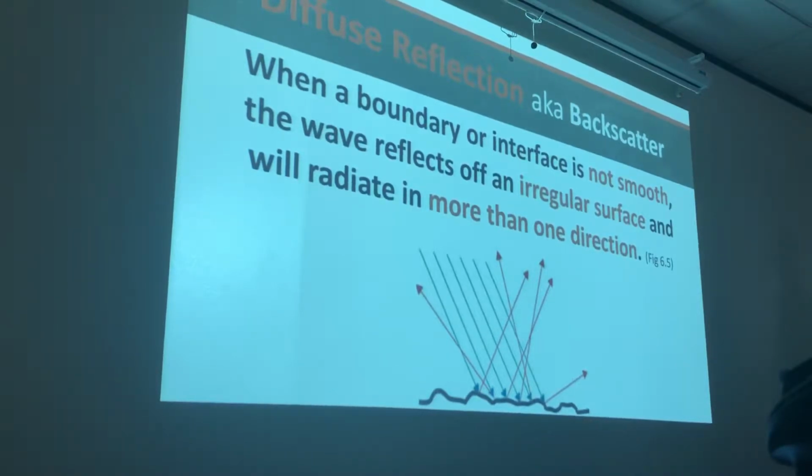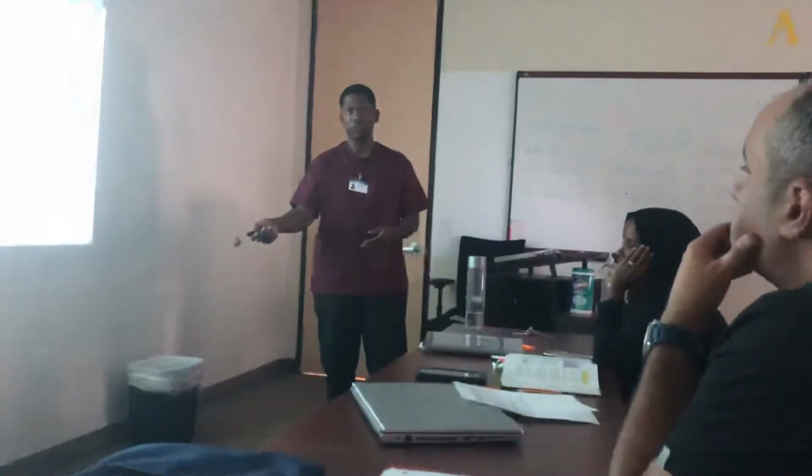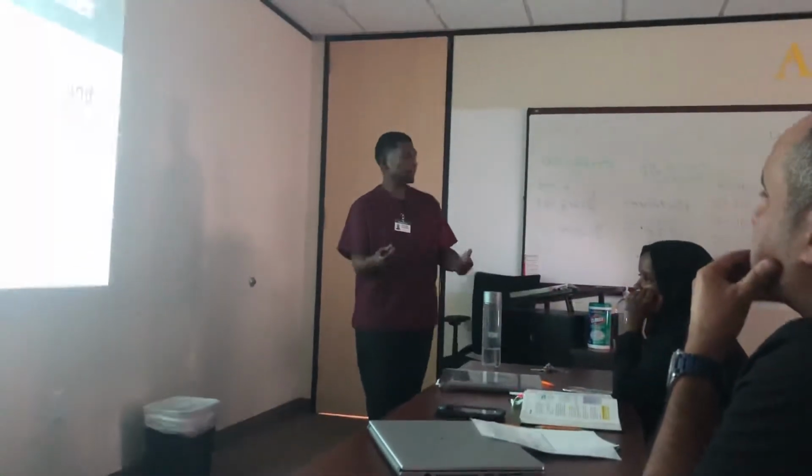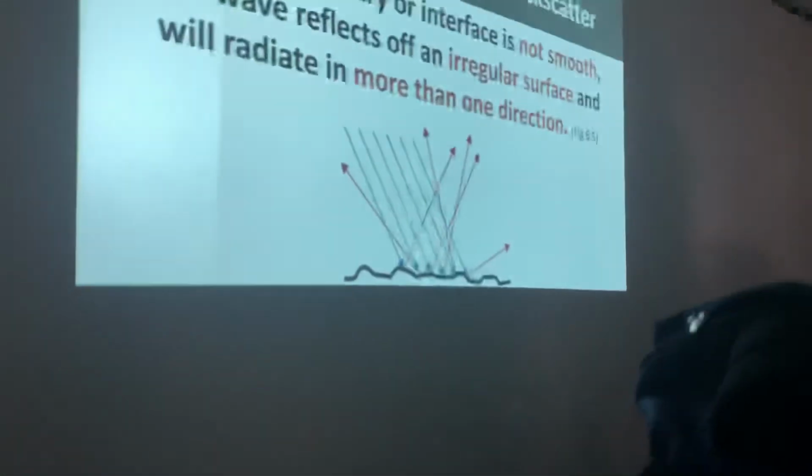Because if it comes down on a smooth border like this, if I hit this table, it is going to reflect back this way. But if this table is mountainous or irregular, then it's going to reflect back in many directions. Again, that's figure 6.5 in your book.